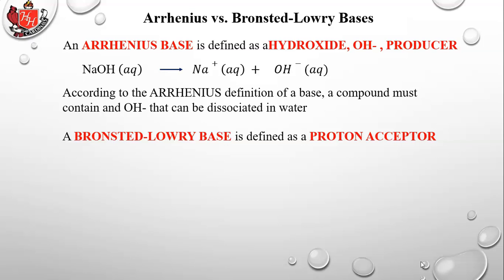A Bronsted-Lowry base is defined as a proton acceptor. So here's an example. NH3 is a base. It does produce hydroxides, OH, in water. But how does it do that? It doesn't have a hydroxide attached to it the way NaOH above did. Well, what it does very simply is react with the water to pull a proton away from the water molecule. So that proton jumps over onto the NH3 and makes it NH4.